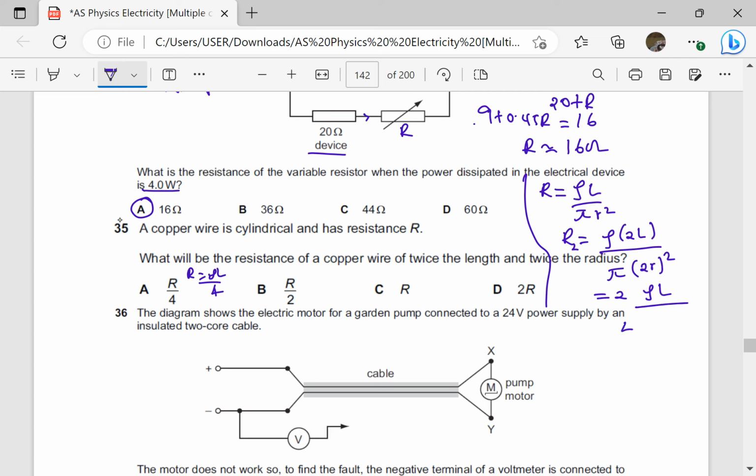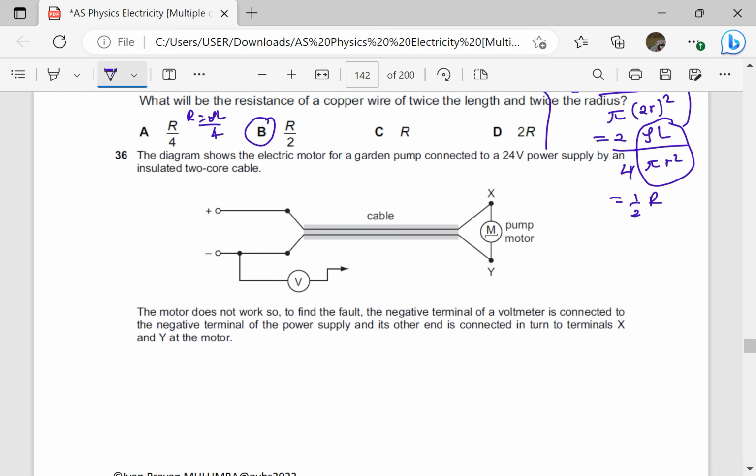So the 4 comes out, and I remain with pi R squared. Remember, this part here is the same as that part there, so this is 2 over 4 times R, which is a half R. So the new resistance is a half of the first resistance, making the answer B.